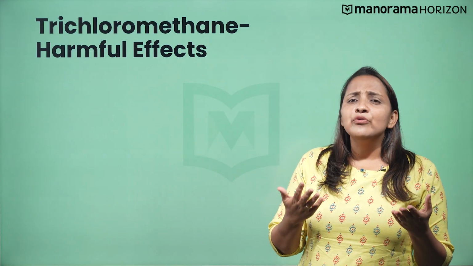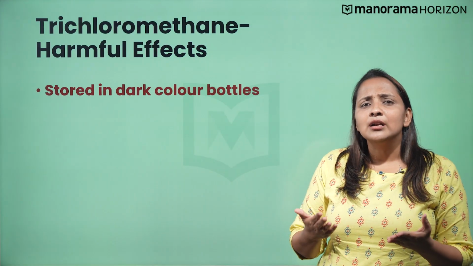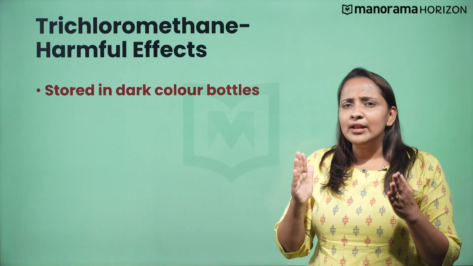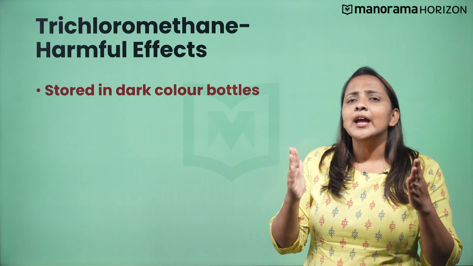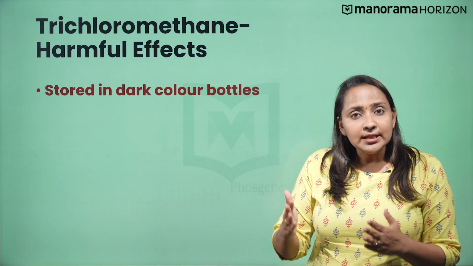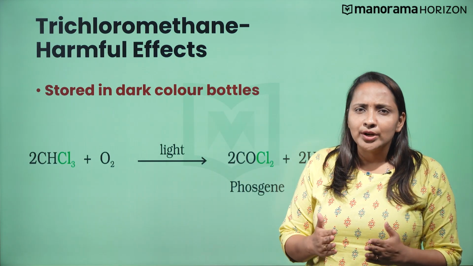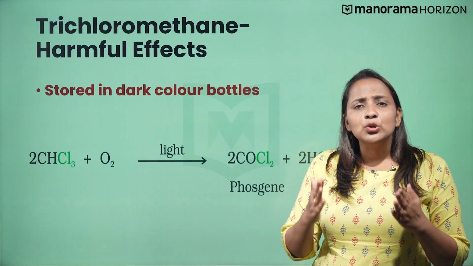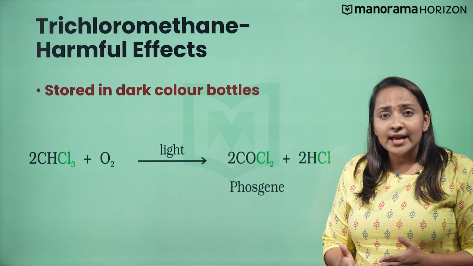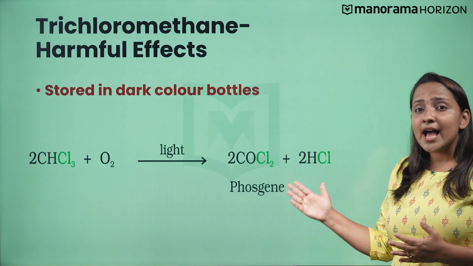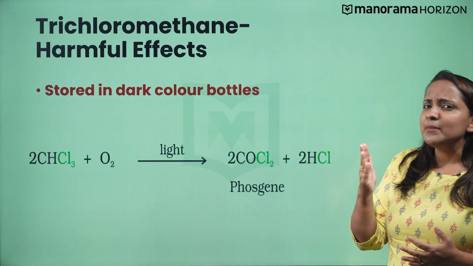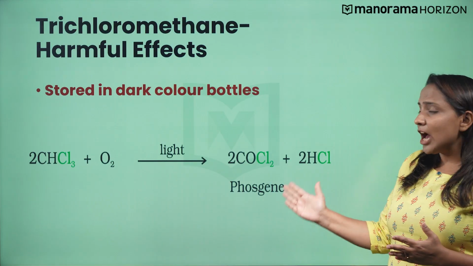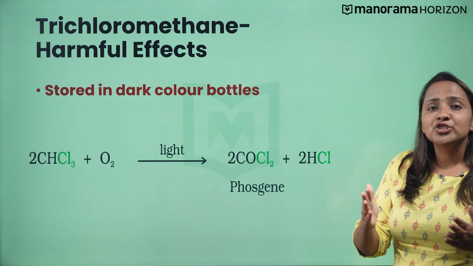You know, chloroform is stored in closed dark colored bottles completely filled to the top to keep the air out. The reason for this special kind of storage is that chloroform gets slowly oxidized in the air in the presence of light and releases an extremely poisonous gas known as carbonyl chloride or phosgene.